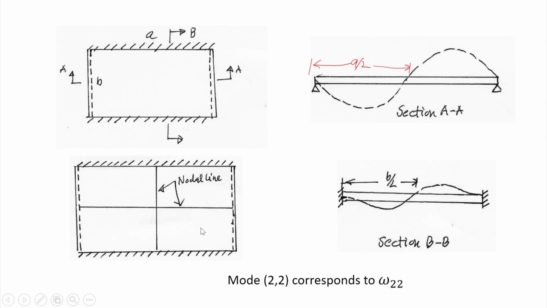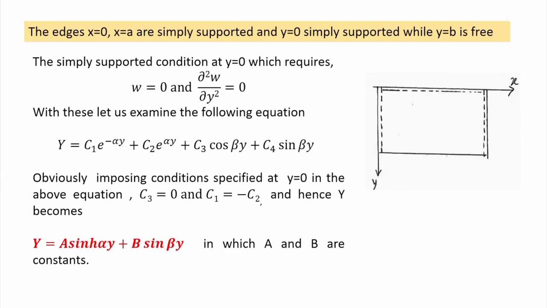Similarly, you can find the mode shapes in the higher modes also. You can draw it qualitatively. Now let us discuss another case where x equal to 0 and x equal to a are simply supported. That we have already considered. But what about the other two edges?